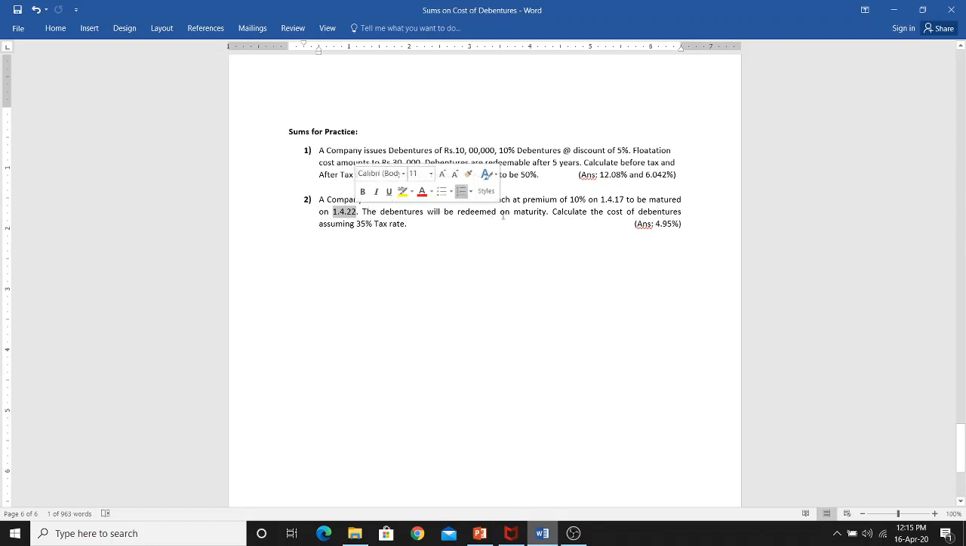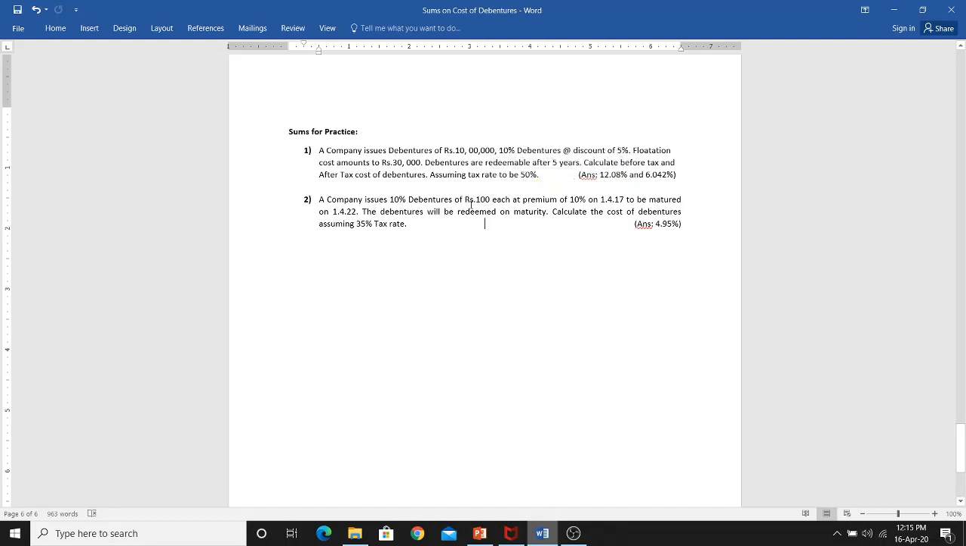The debentures will be redeemed on maturity, that is on 1/4/2022. Calculate the cost of debentures assuming 35% as the tax rate. Now since it is not given whether to calculate pre-tax or post-tax, but since the tax rate is given, we are going to calculate it as post-tax. Now what is going to be the RV in this case? The debentures are redeemed on maturity, nothing is mentioned. So RV is always going to be the face value, that is redeemed at par.